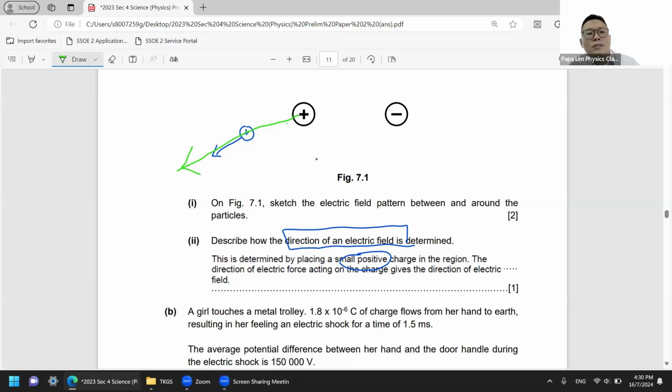But what is important is that the students have to say the use of a small positive test charge. We don't write negative electrons or anything. You have to use a small positive test charge. And inherently, your statement must tell me that the direction of motion gives rise to the direction of electric field. This is essentially what the question is asking for: to describe the direction of electric fields.